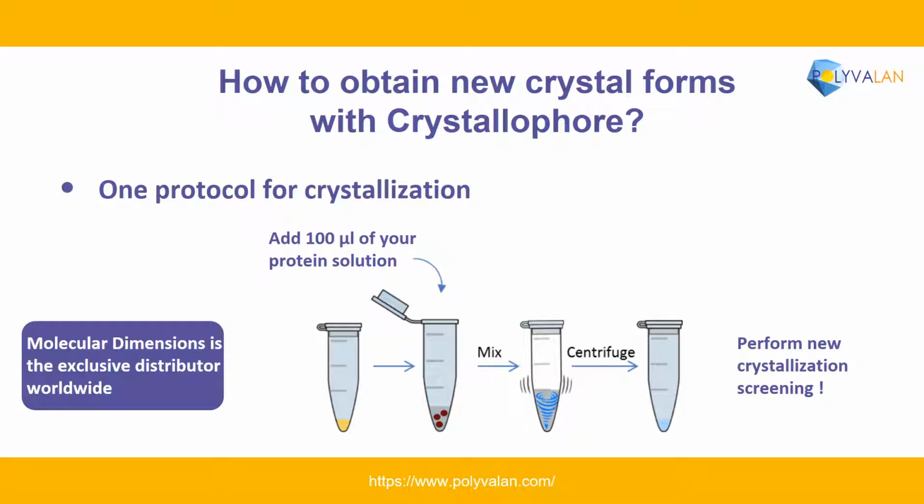Crystallophore is really easy to use. Just add 100 microliters of your protein solution into the tube as provided by Molecular Dimensions, mix, and centrifuge it to get a solution ready for conventional crystallization screening.